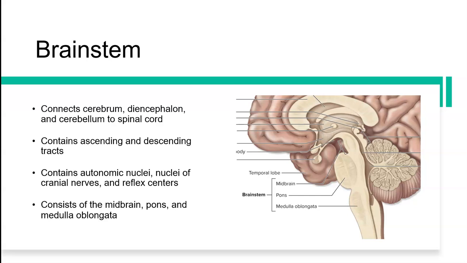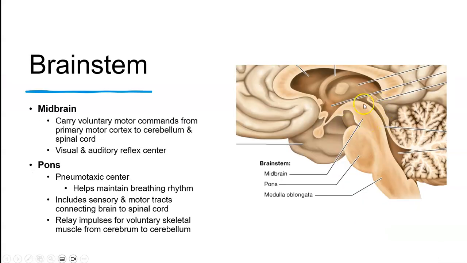So it consists of three major areas: the midbrain, which you see right here, the pons, which is this little oval enlarged area, and the medulla oblongata. All right, this area right here is the midbrain, and it carries voluntary motor commands from the primary motor cortex to the cerebellum and to the spinal cord.